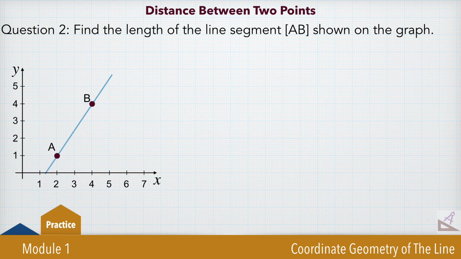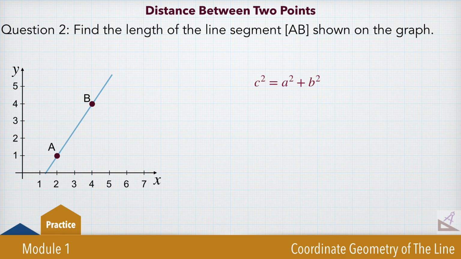In our second question, we need to find the length of the line segment AB that is shown on the graph. We have 2 options here. One option is to find the coordinates of A and B and then use the distance formula. The second option is to use Pythagoras Theorem Equation. As we have the graph, we will use Pythagoras.